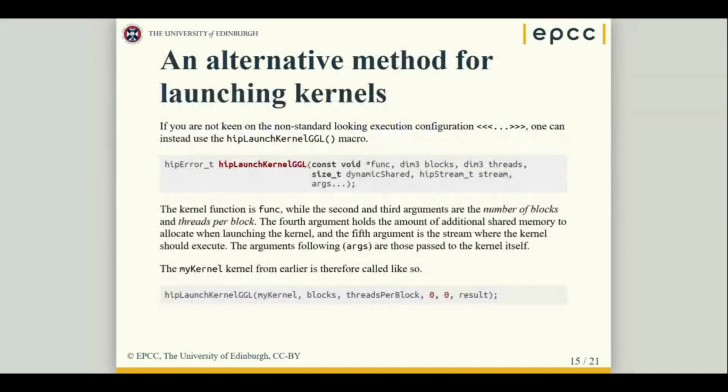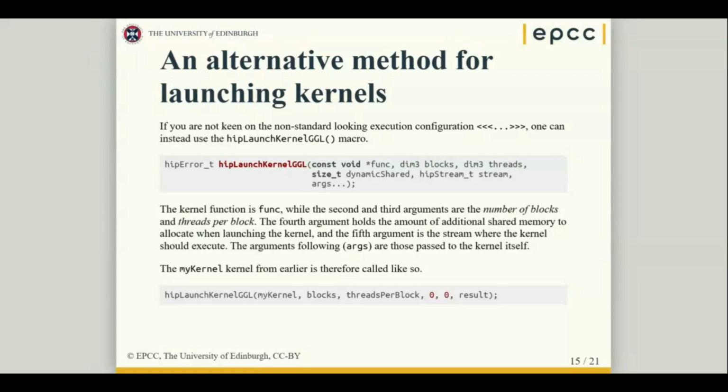So we talked about this kind of fancy triple bracket setup for launching kernels. This is really just a mask over a slightly more complicated function call. It's a nice bit of syntax, but it's a compact bit of syntax. That's probably a better way to put it. But there are other options. You can just call this HIP launch kernel GGL macro, and you can provide all the parameters into there. So you can provide a function pointer and then the blocks and threads, along with any other information around. Other arguments we'll come on to in more detail later.